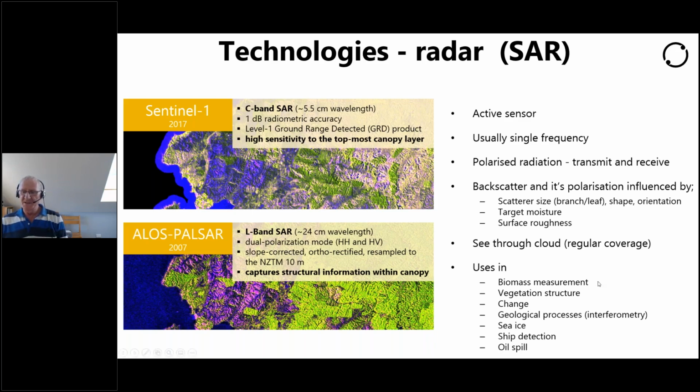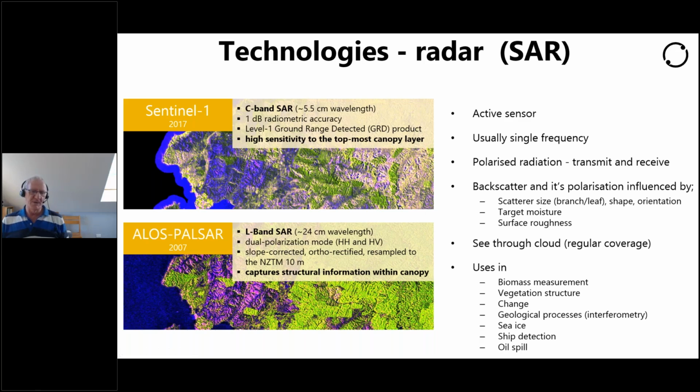Radar is also particularly used in relation to biomass measurement. Unlike optical, where you're looking at colors, if you're looking at the actual scattering elements, as I've mentioned, that's more directly related to the biomass of the vegetation. So it's quite useful in these sorts of studies. There's a number of other applications for radar data.